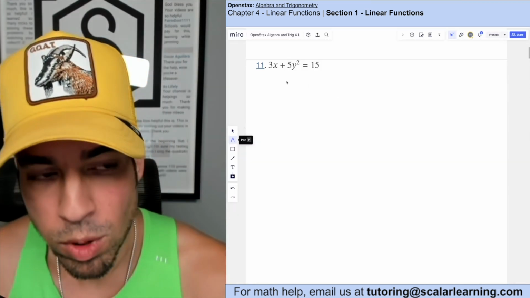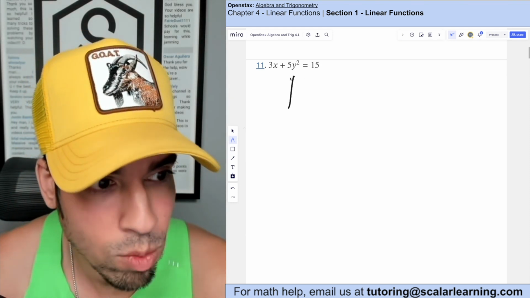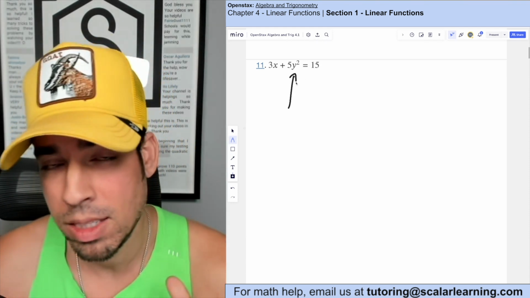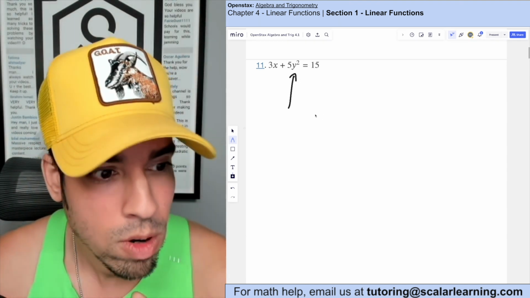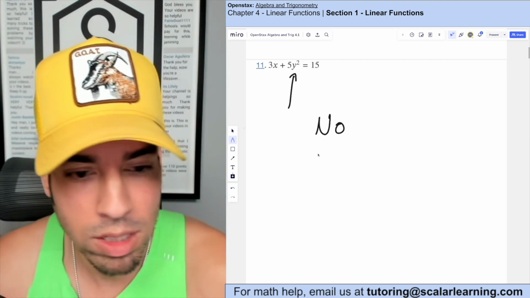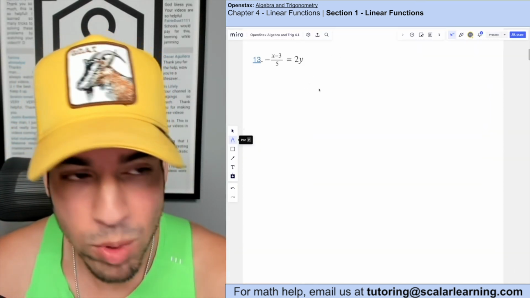So right off the bat with this one, we're not even going to try to turn it into a linear function, because that exponent immediately tells me this is going to be a curve. This is not going to be a line. So I would say no, this cannot be written as a linear function. Done.